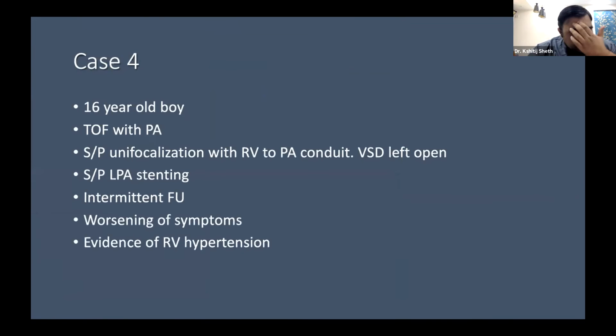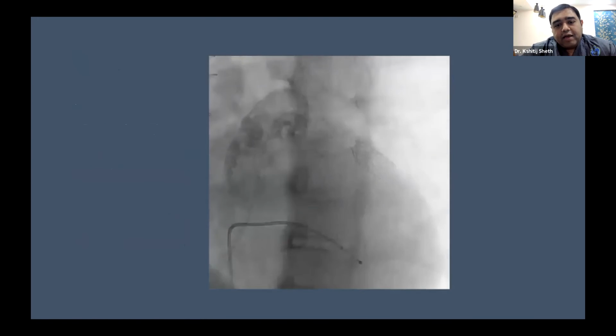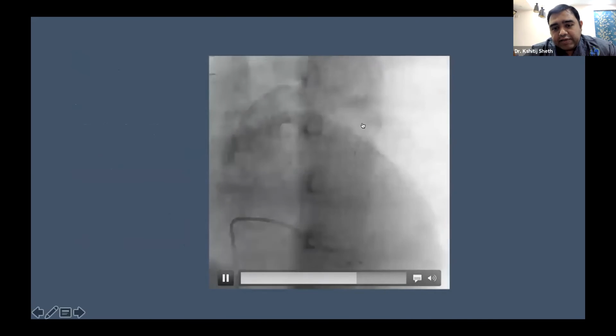This is one other patient where we did the interrogation of the pulmonary artery. We didn't go ahead with the procedure initially. This patient, a 16-year-old boy who had TOF with pulmonary atresia, had unifocalization with an RV to PA conduit and the VSD was left open. He underwent an LPA stenting and he came with worsening of symptoms. So he was taken up to the cath lab. And you can see in the dry run itself that the stent has fragmented completely, and you could see the calcification of the conduit and the fragmentation of the stent.